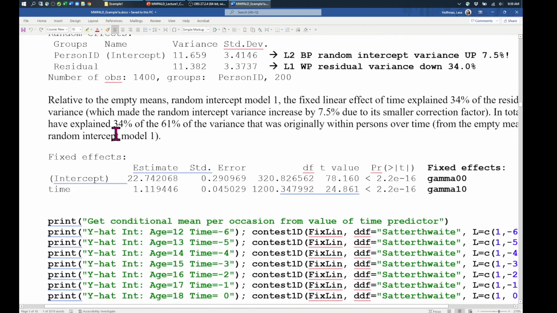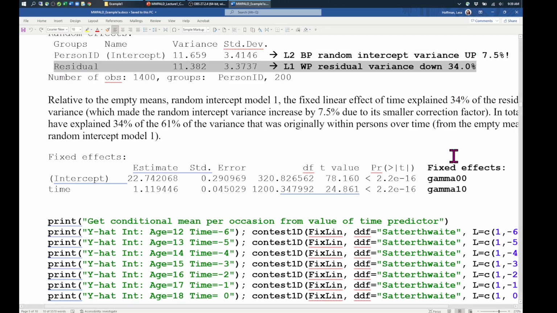Okay, so relative to the previous model, our variances changed. One went up and one went down. The one that went down is the level 1 residual variance. Relative to the previous model, it decreased 34%.